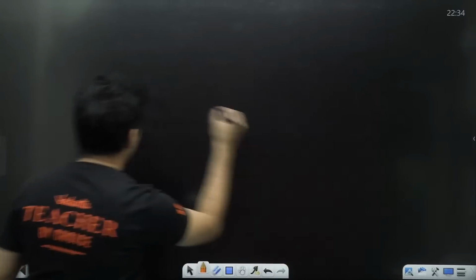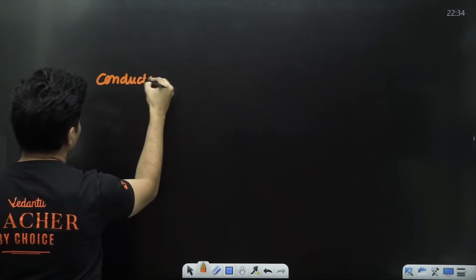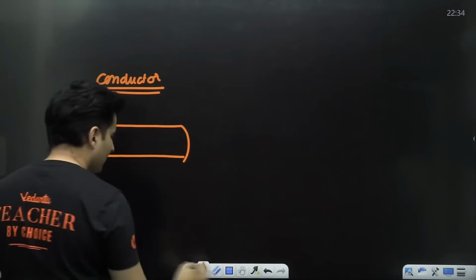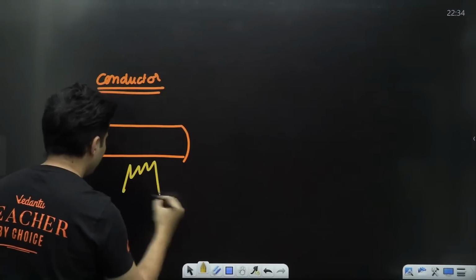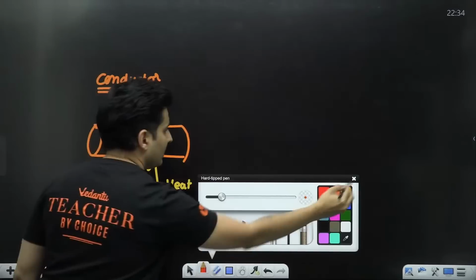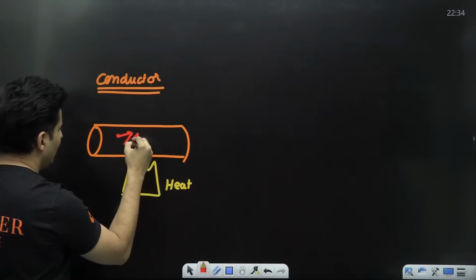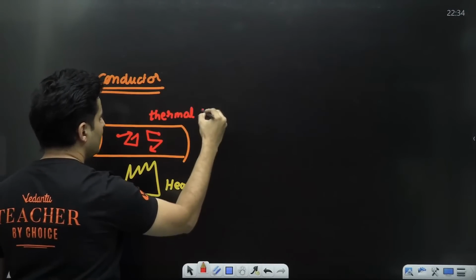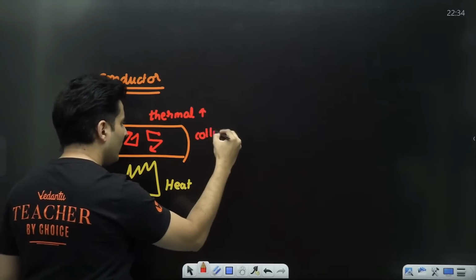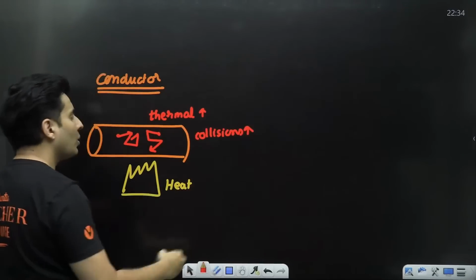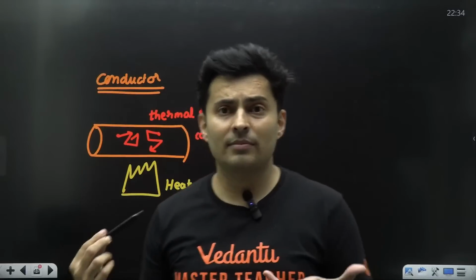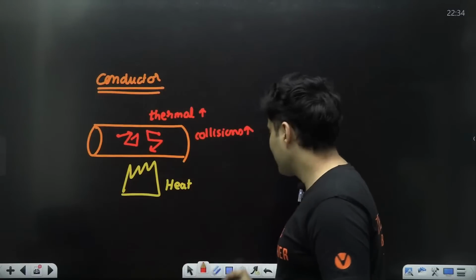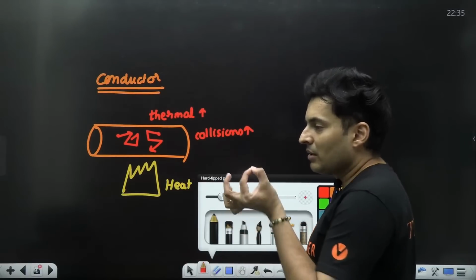Now, usually, if you take a conductor, what happens when you heat it is that these electrons which are going randomly, their thermal energy increases. So their collisions increase. Because of the collisions increasing, what will happen? They are colliding very, very frequently, guys. That means they will not have enough speed. Their relaxation time is less.